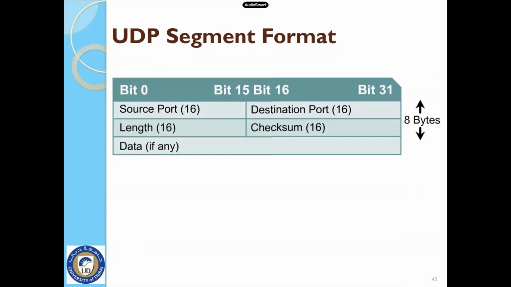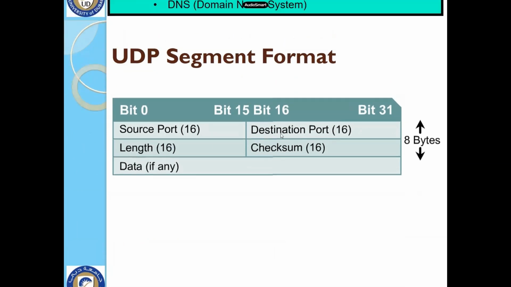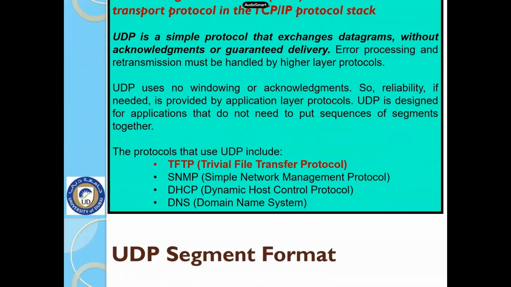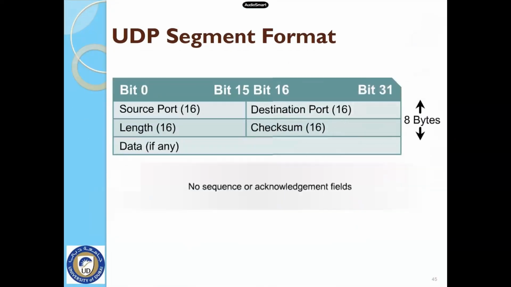So the segment format here, notice that there is nothing about acknowledgements, just source and destination, length, and checksum. While if you compare it to TCP, there's a sequence number and there's an acknowledgement number. Those are 8 bytes that make the major difference between TCP and UDP. So there are no sequence or acknowledgement fields.